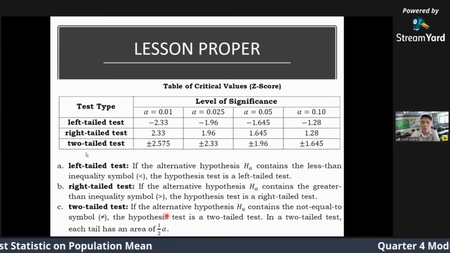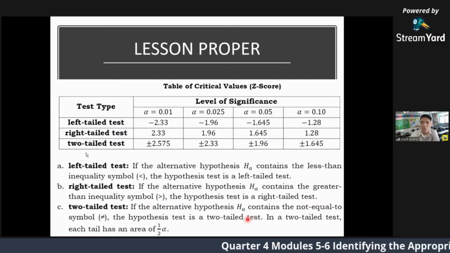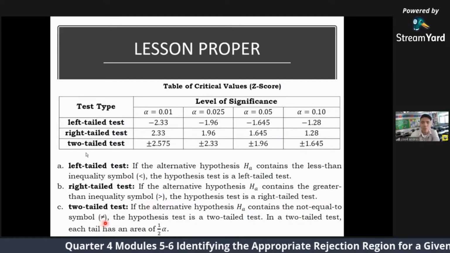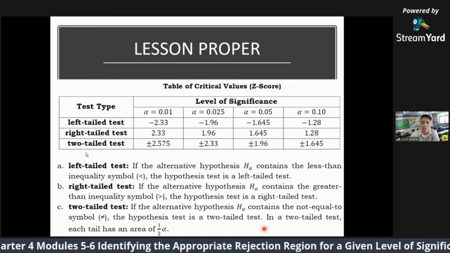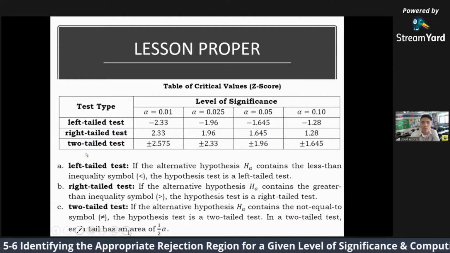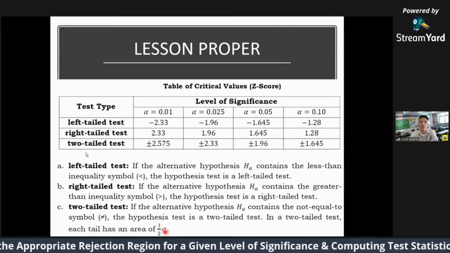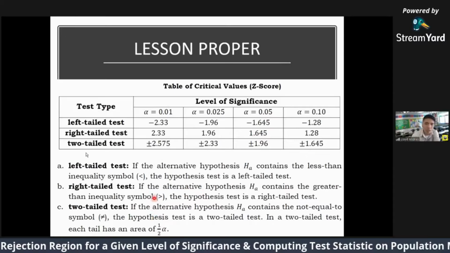Two-tailed test siya pag once ang imong alternative hypothesis contains the not equal to symbol, kani nga symbol. So the hypothesis test is a two-tailed test. In a two-tailed test, each tail has an area of 1/2 your alpha. So duha naman, so gitunga nimo imong alpha.